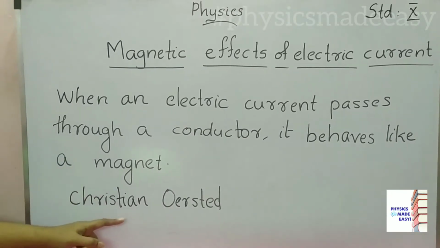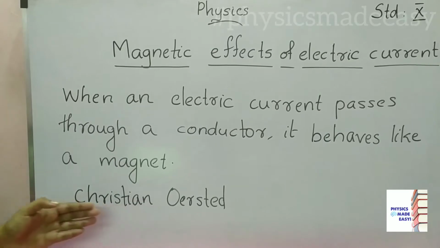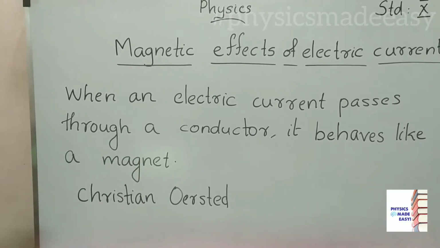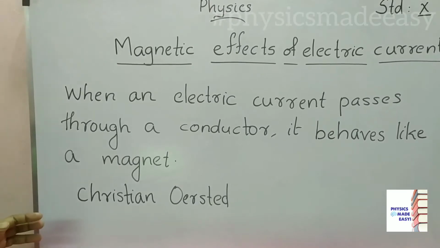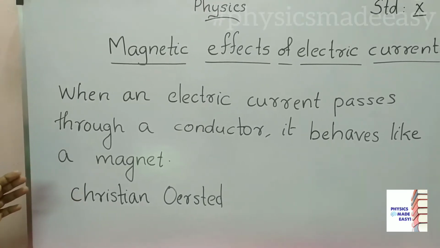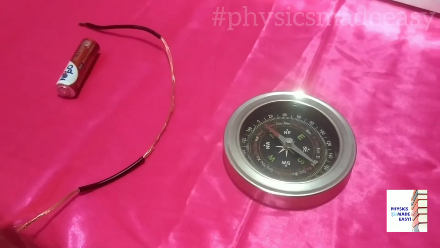Here you can see one name, Christian Ørsted. He studied the relation between electricity and magnetism and he concluded that both are related. We are going to discuss all these things in our chapter Magnetic Effects of Electric Current. Let us do one activity.